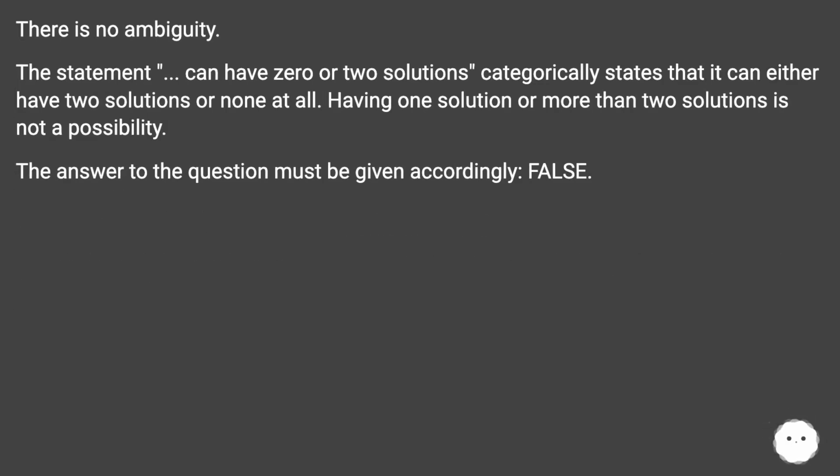There is no ambiguity. The statement "can have 0 or 2 solutions" categorically states that it can either have 2 solutions or none at all. Having one solution or more than 2 solutions is not a possibility. The answer to the question must be given accordingly: false.